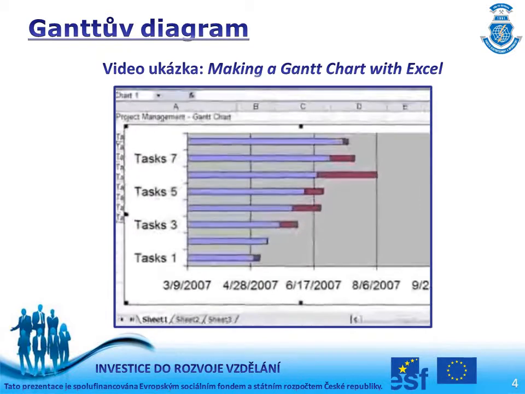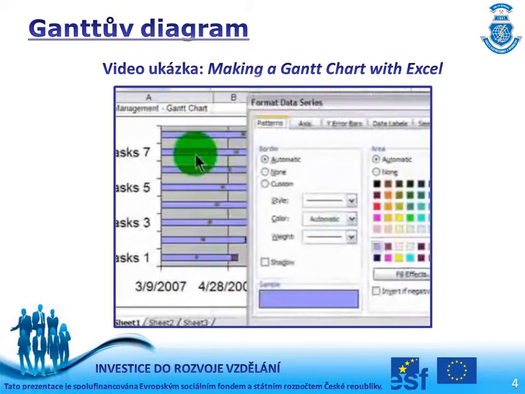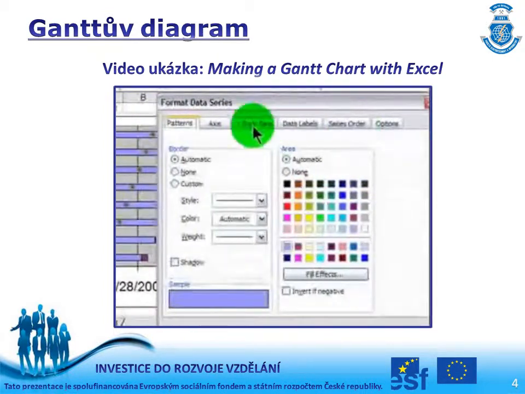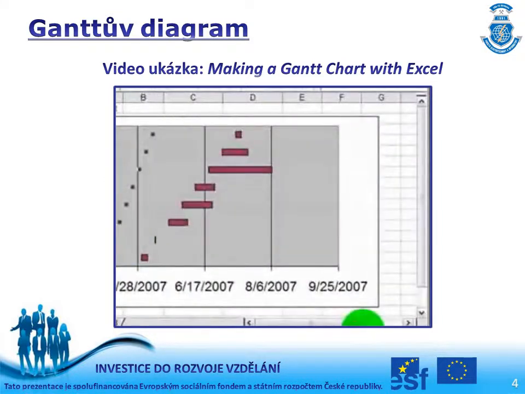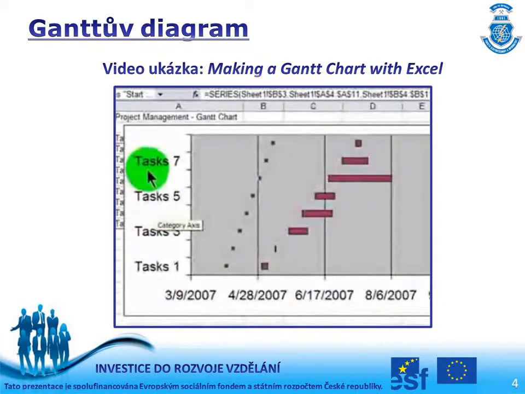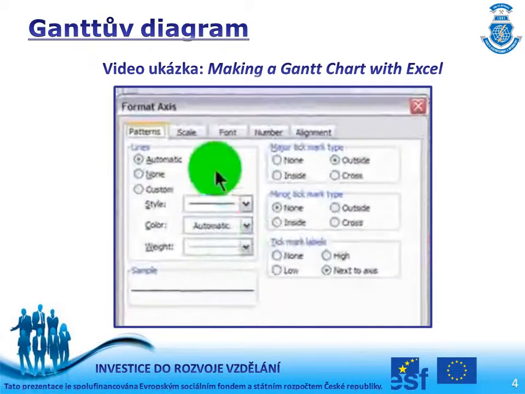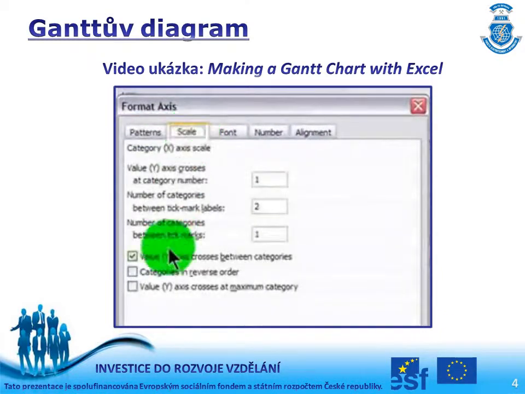Now, there's a couple things here though. I don't need to see the actual start dates, so I will double click on any series that's part of the start dates, and I'll go to Patterns, Border, None, Area, None, OK. That leaves only the durations. And I also want to reverse my tasks, so I'll right click on any task label, Format Axis, Scale, Categories in reverse order.